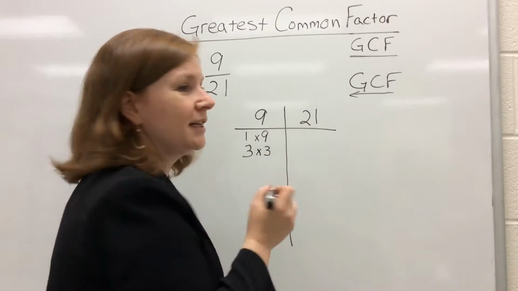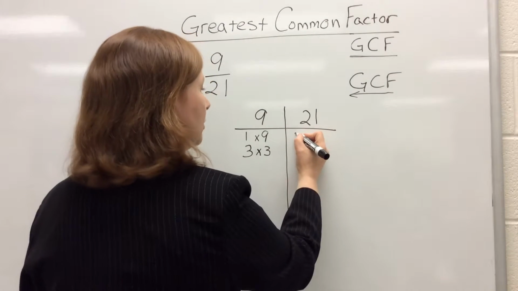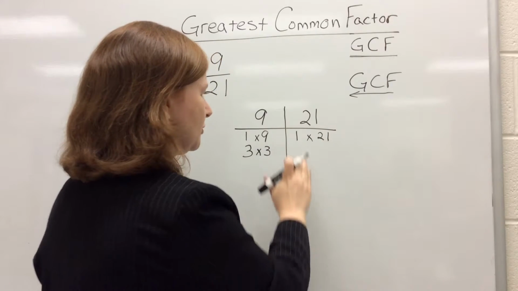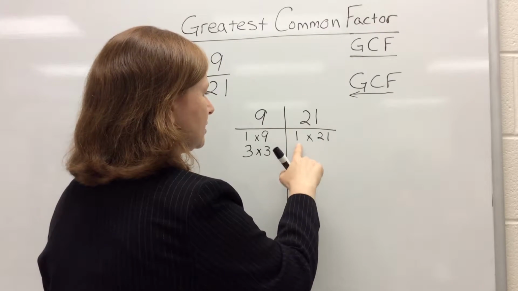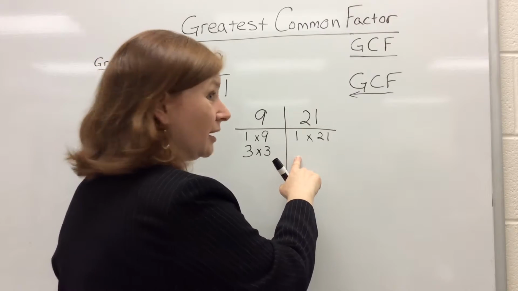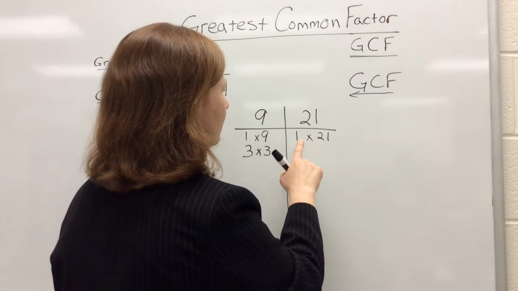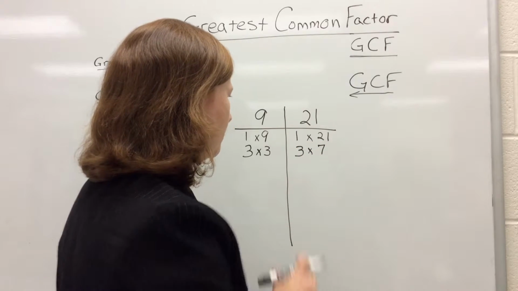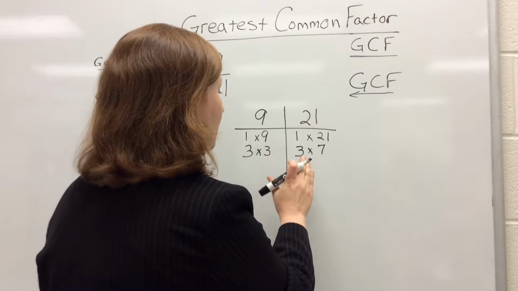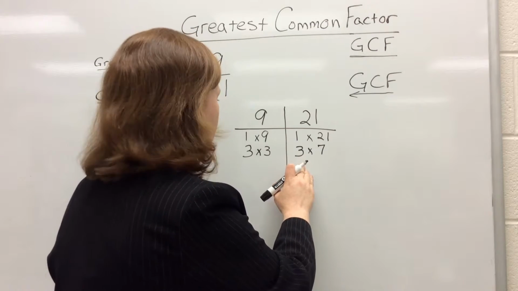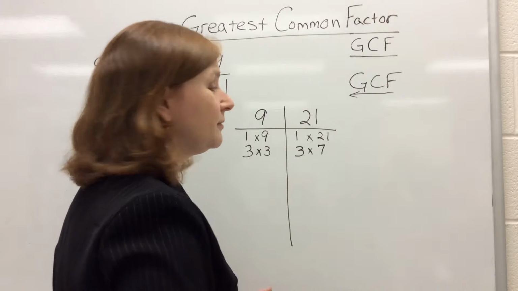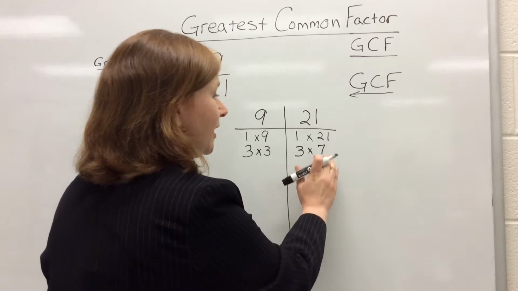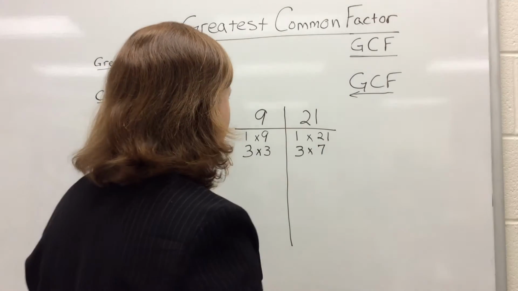Now, over here, I need to find factors of 21. Let's start with 1. 1 times 21 is equal to 21. Those are my first two factors, 1 and 21. Let's move on to 2. 21 is odd, so I can't use 2 as a factor. Let's move on to 3. 3 times 7 is equal to 21, so 3 and 7 are factors. 4, I can't multiply 4 as a factor for 21. 5 is not a factor of 21. 6 is not a factor of 21. And I already used 7, so now I can stop.